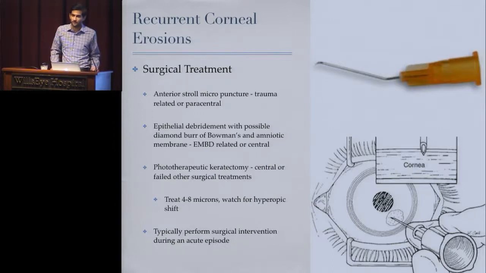You could still do a large debridement with the anterior stromal micropuncture. Oh yeah, I've done like a whole ring, basically, and I left just the central epithelium intact, and I punctured like a donut around it. So you can do a huge debridement as well.